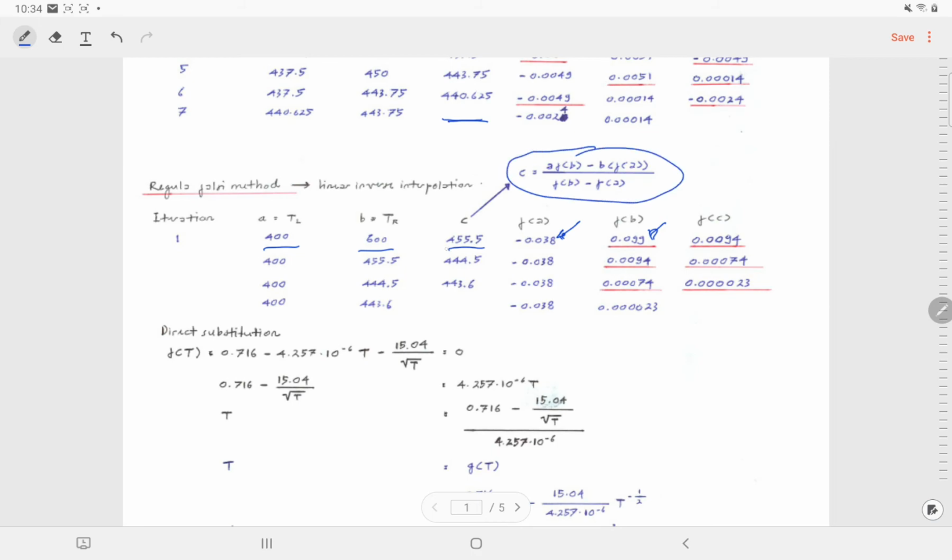Since this 455.5 has a positive function value, this will replace the previous B. Then we continue again with this 444.5, and this one is positive again, so this will replace B again. Since the next value is also positive, this will replace B again. So that basically gives you a bit of a hint about the bisection and the linear falsi.